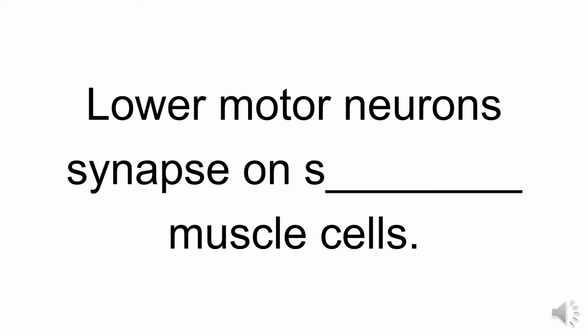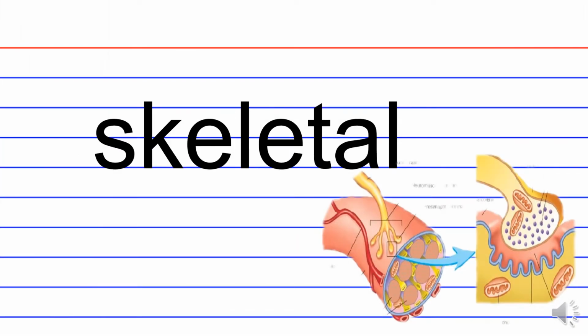Lower motor neurons synapse on S blank muscle cells. So what type of muscle cells do lower motor neurons synapse on? I'll give you a moment to think. That would be skeletal muscles. So we see here a lower motor neuron synapsing on skeletal muscles, okay?